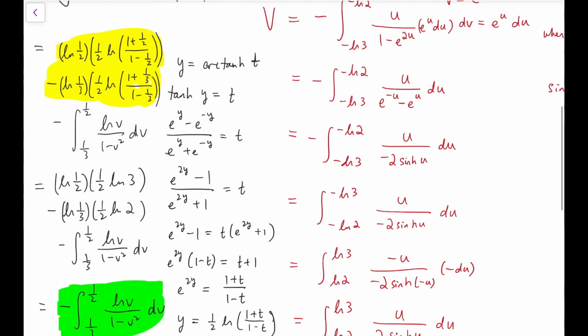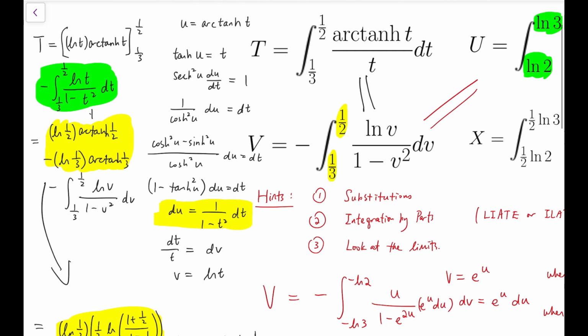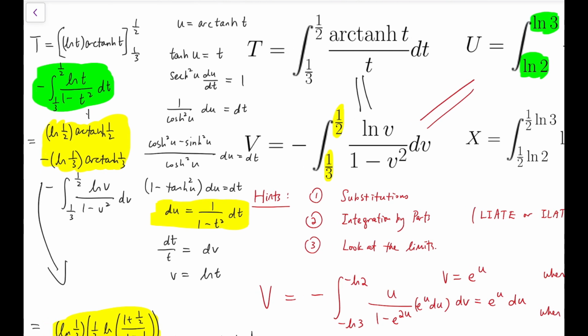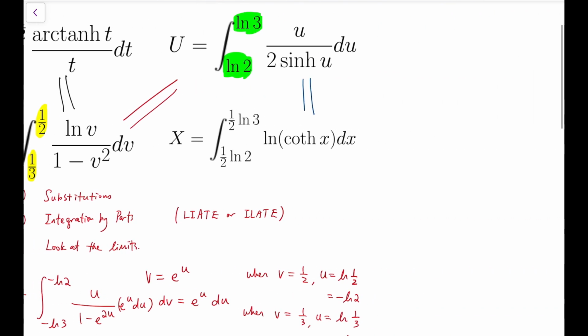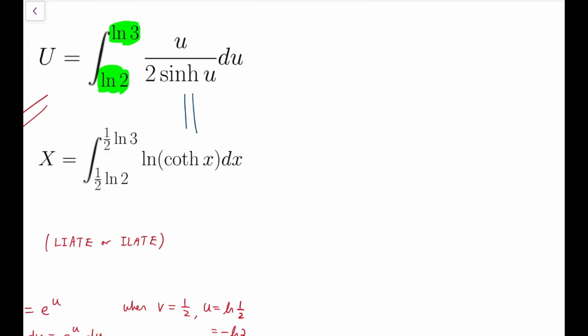So now, after doing two operations, we've managed to show that T equals V and then V equals U. Now it remains to show that U equals X. So let's see whether it's really true. Now to show that these two integrals are equal, I'm going to start with the integral X.